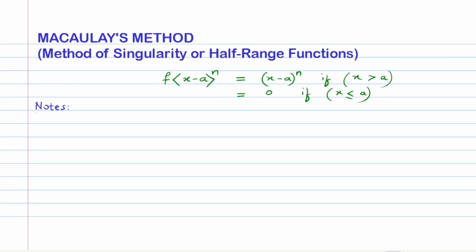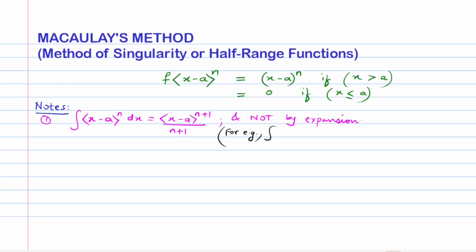It is to be noted that the integration of the argument in pointed brackets is to be performed as a whole and not after expanding it using usual mathematical methods. For example, integration of (x − 2)² is to be taken as (x − 2)³/3 and not the integration of x² − 4x + 4.